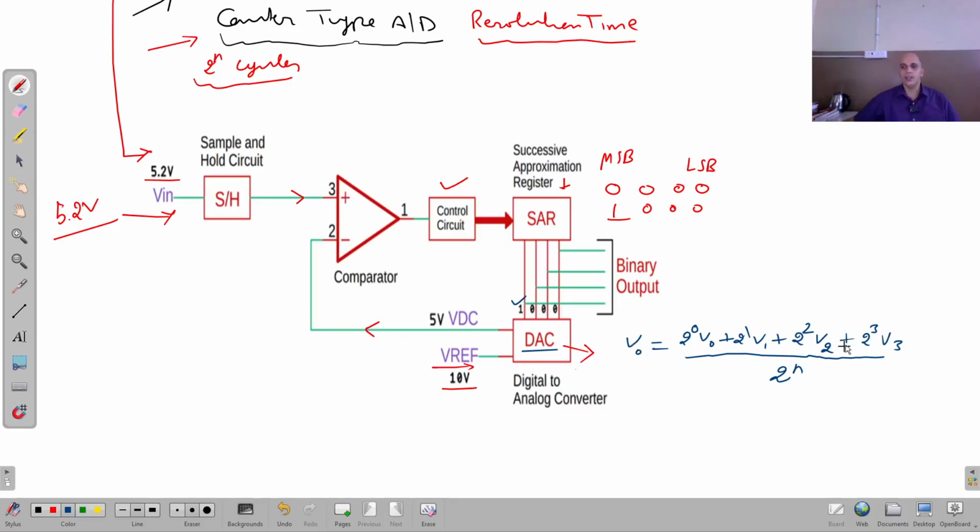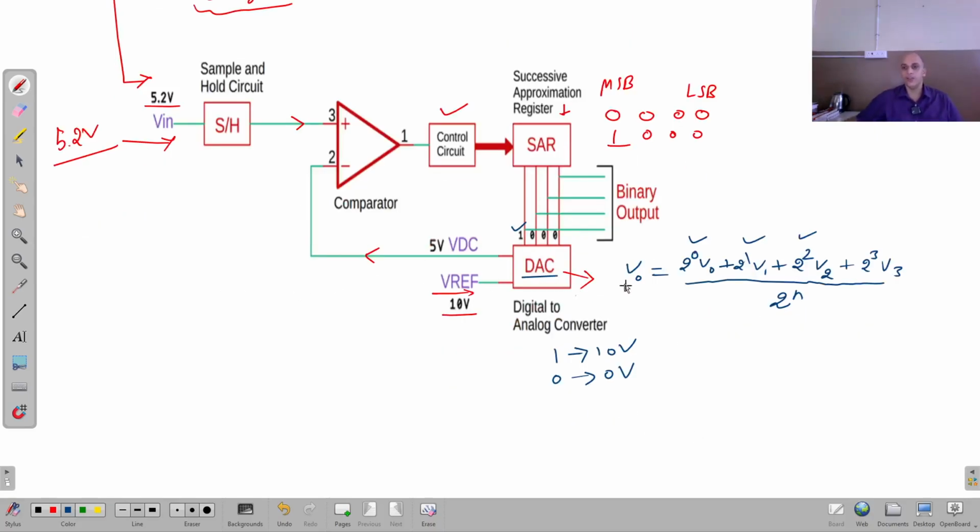Now here 2 raised to power 3 B3, B3 is for the MSB bit. So in this particular case, B0, B1, B2 are all 0, but B3 is 1, which corresponds to 10 volt, because in this D2A converter, 1 is equal to 10 volt and 0 is equal to 0 volt. So when you convert it, you get 8 into 10 divided by 2 raised to power n, with 4 bits so 16. It will give me 5 volt, right? You can see here 5 volt at the DAC.